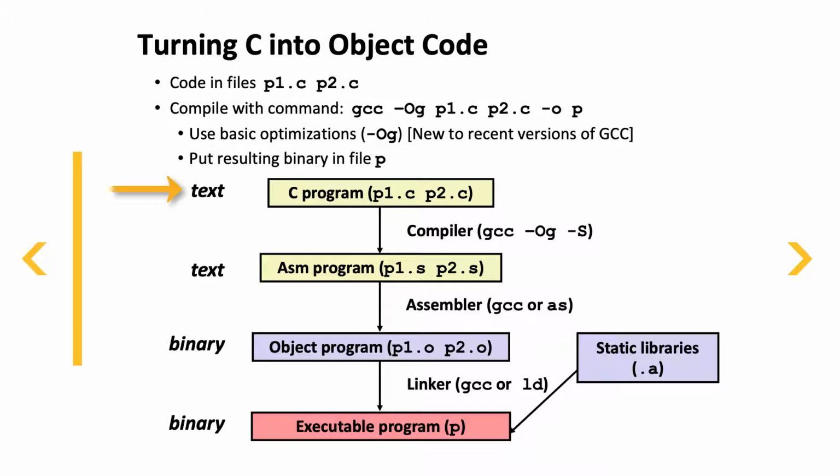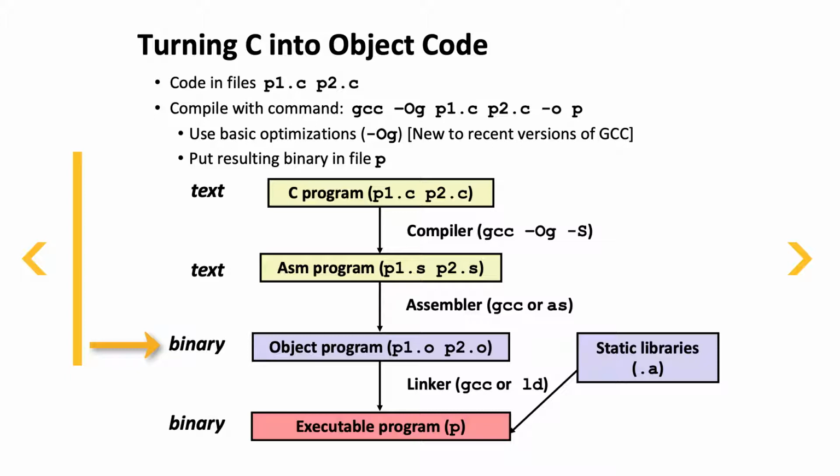So we start with our text, our C program. We can write it in a text editor, and we often do. A lot of people don't use IDEs for C. They just fire up a text editor and bang out their code that way. We use GCC to get that down to an assembly program, p1.s and p2.s. We've turned it from a C program to an assembly program, and that's just text as well. Then the assembler kicks in, and GCC will do this for us, or you could use something like as, and that's going to give us an object program, our object files, p1.o and p2.o.